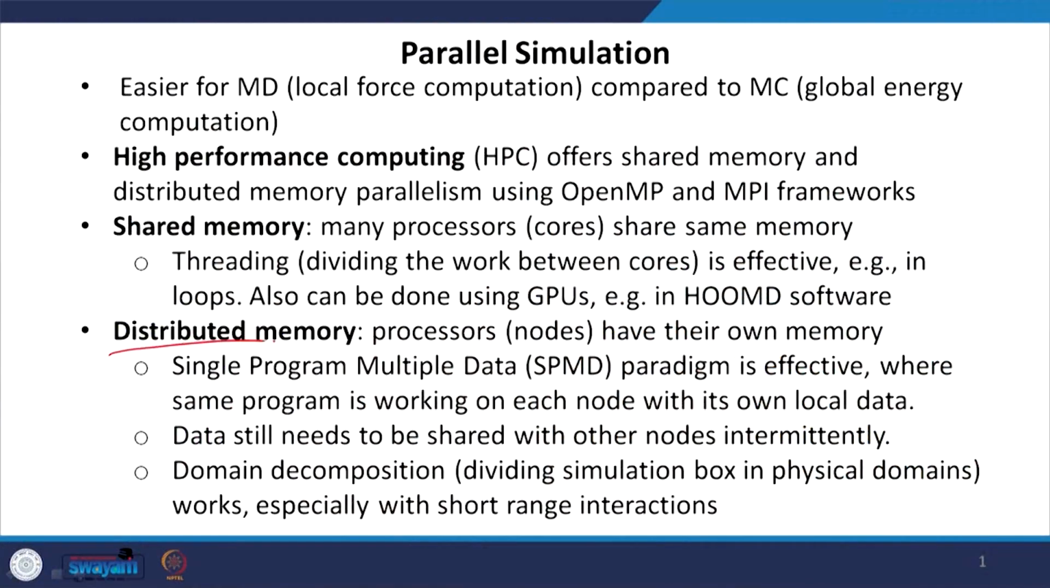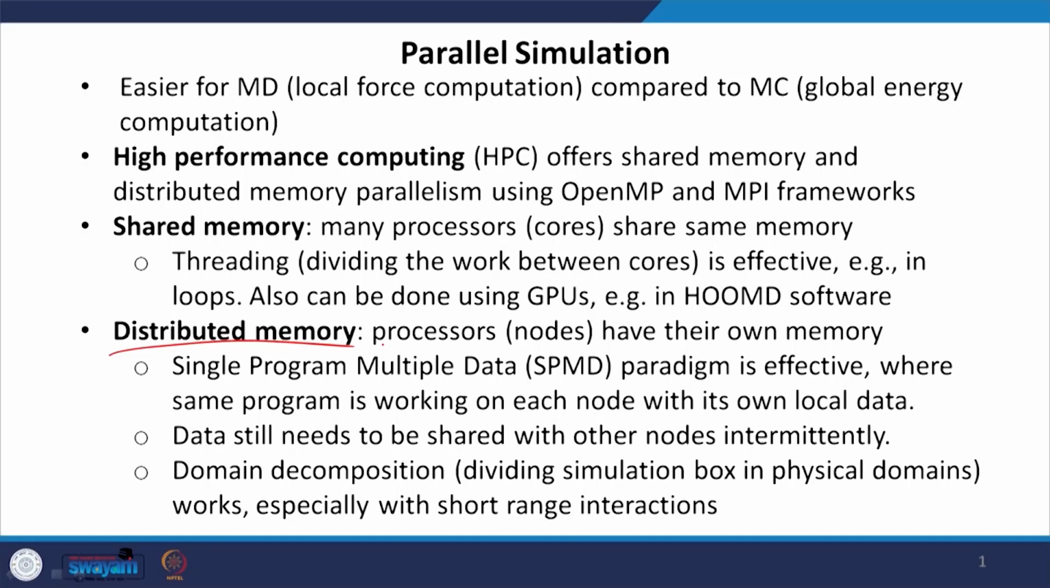In the distributed memory paradigm, you do not have the same memory. So you have different nodes or different processors having their own memory, and essentially you create copies of the code that run on all of these nodes. This is what is known as the SPMD paradigm, that is, single program multiple data. So every processor or every node is running its own version of the program, working with its own local data, and every so often the data has to be shared between the nodes, whenever we want to compile the results or whenever there is a need for data from the other nodes.